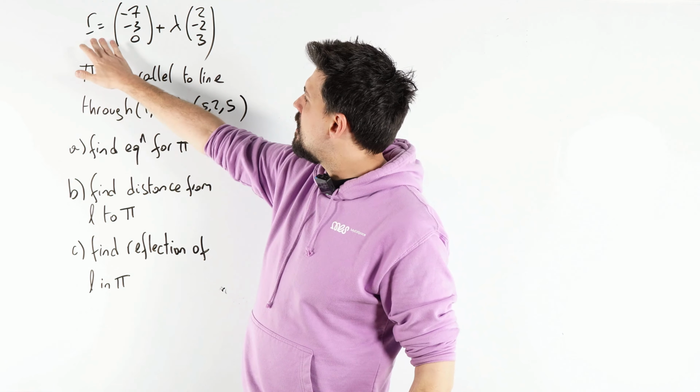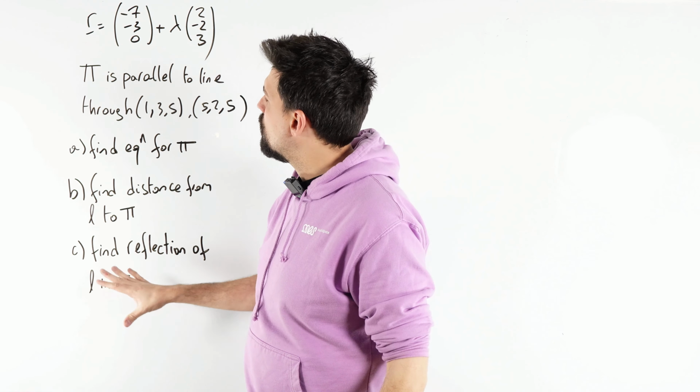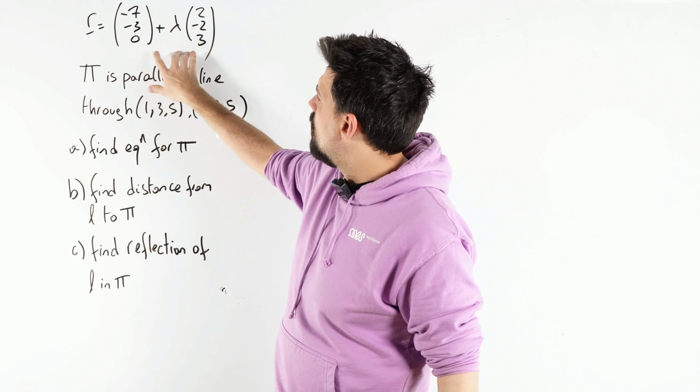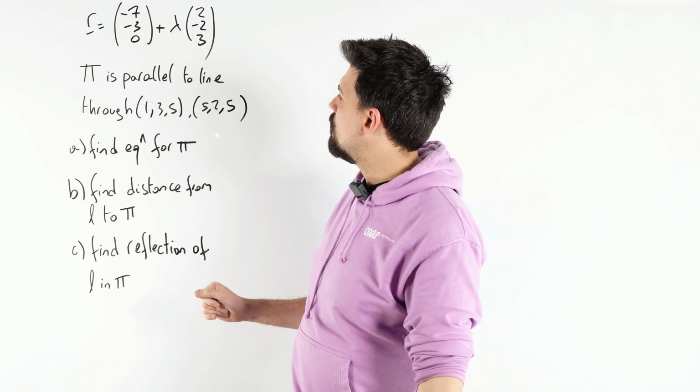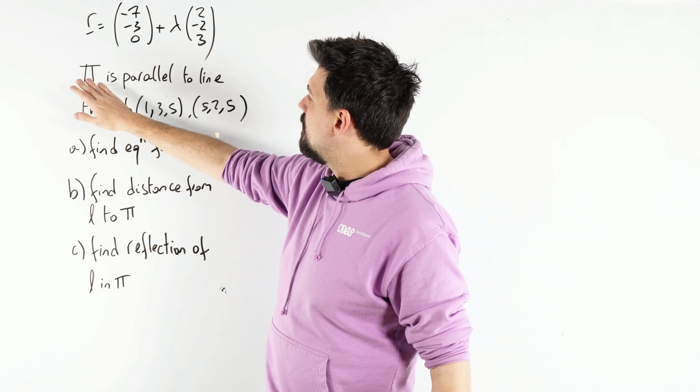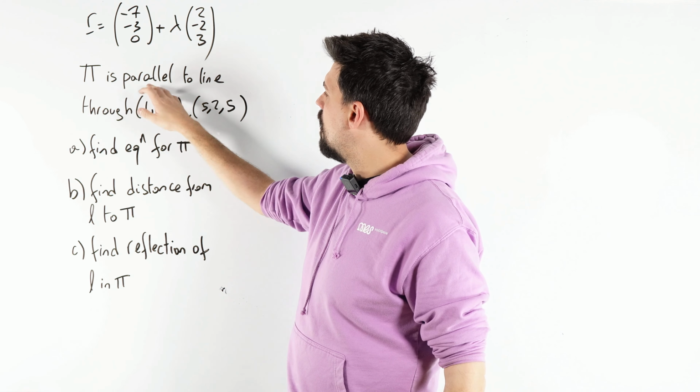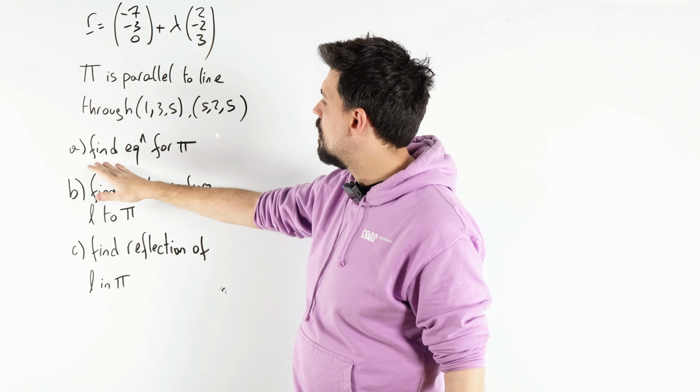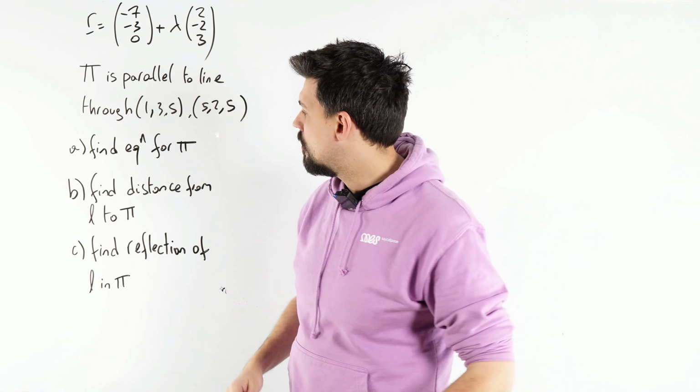What do we got? We got line L, well I didn't write it's called L, but I'm going to refer to it as L, with this vector equation. We've got a plane pi which is parallel to this line and goes through these 2 points. Task 1, let's find an equation for pi.